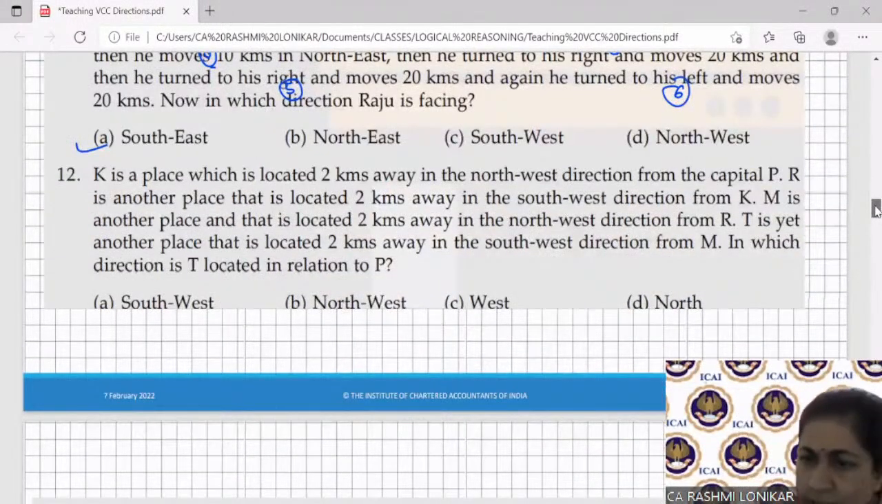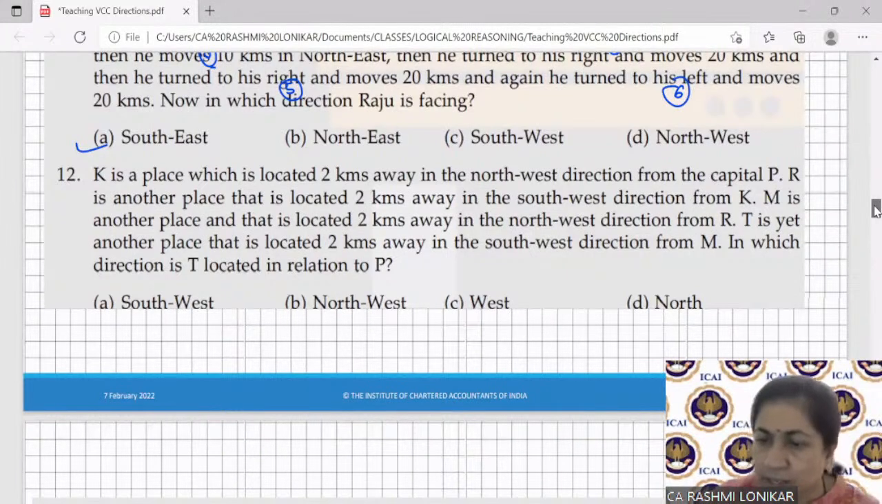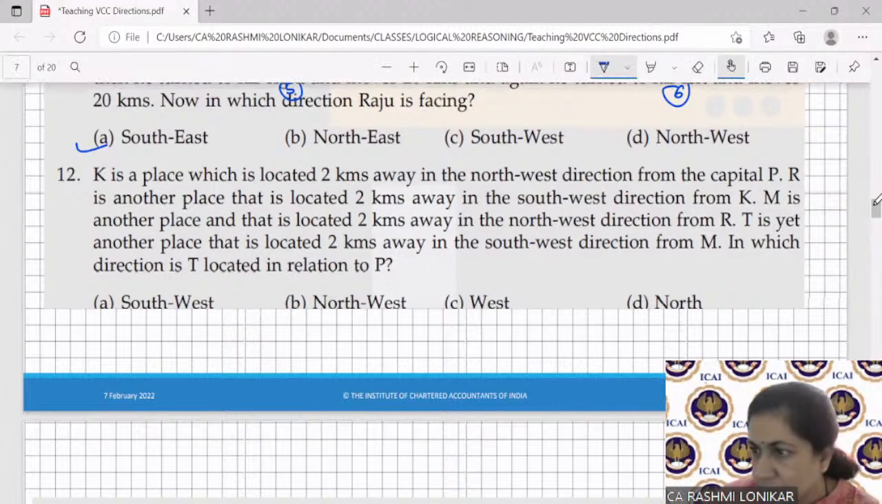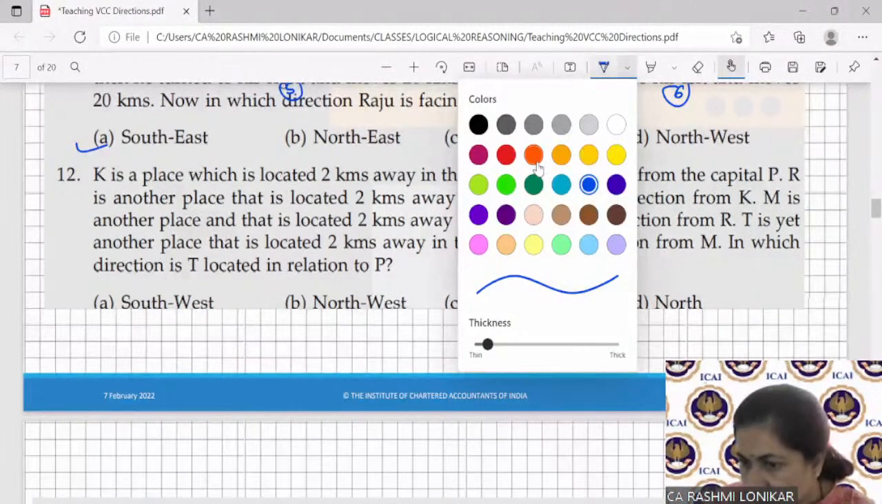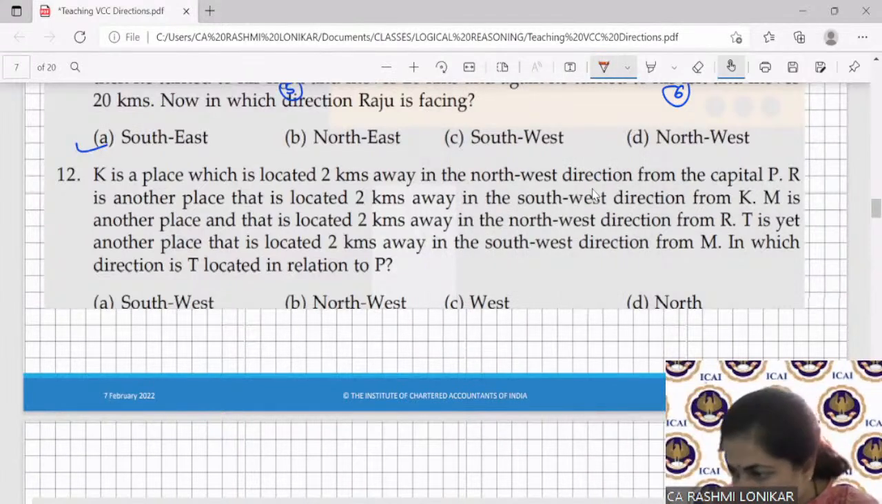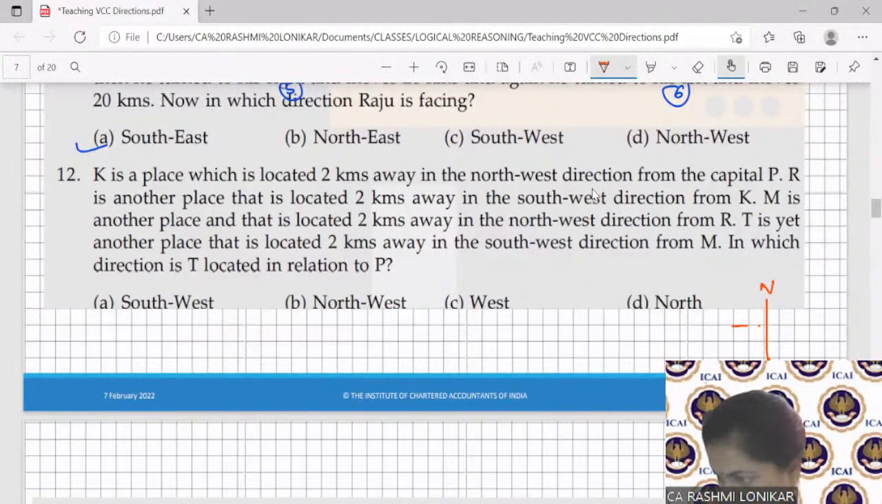K is a place which is located 2 kilometers away in the northwest direction. So now let me first put in where the directions are. This is my north. This is my south. This is my east. This is my west. This is my northeast. This is my northwest. This is my southwest and this is my southeast.